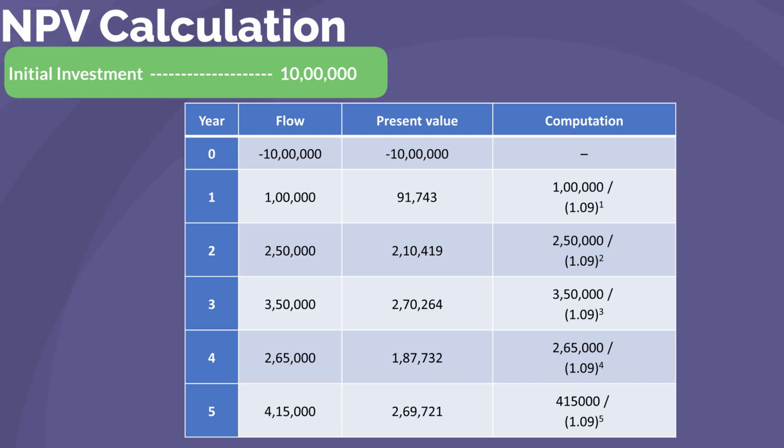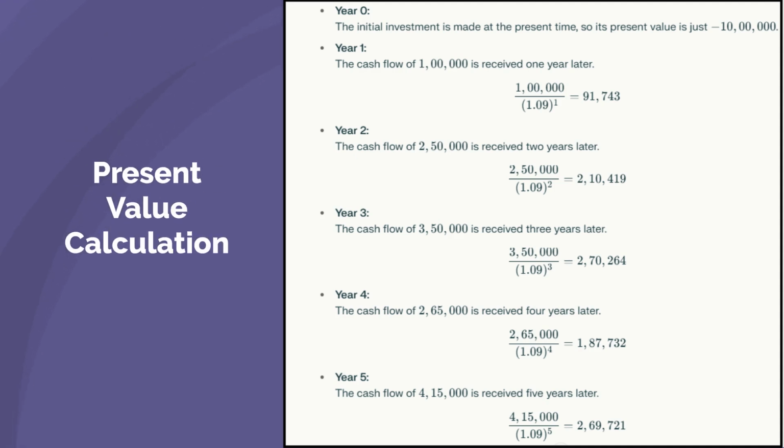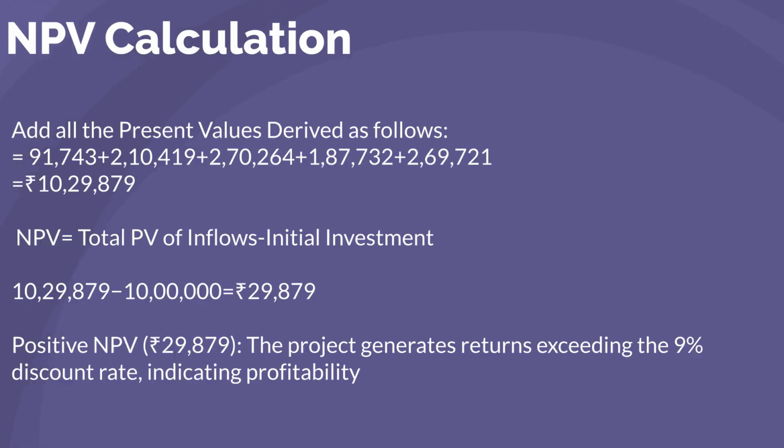Let us calculate NPV using the formula. Just in case you are wondering how we have arrived at the present values, the calculation for each year is displayed on your screen. In order to arrive at the NPV, we will add the present values of the inflows from all years and subtract the initial investment. In our example, we have got a positive NPV, which means the project generates returns exceeding the 9% discount rate, indicating profitability, and we must accept the investment as it adds value to the firm.